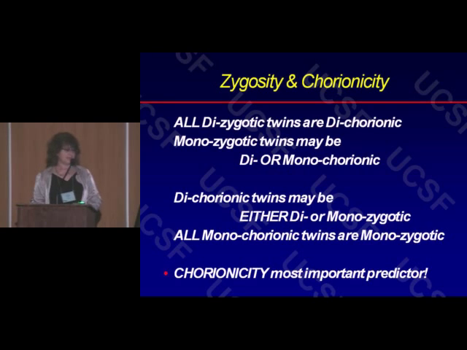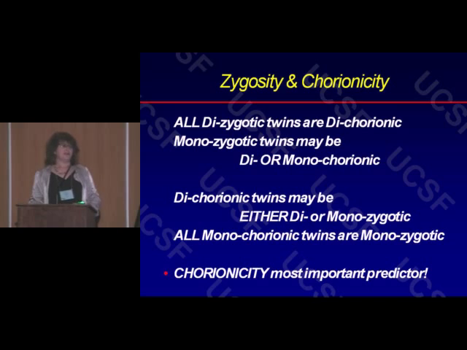All dizygotic twins necessarily are dichorionic, two placentas. Monozygotic twins, single fertilized egg, depending on the time of splitting, may be di or monochorionic. Okay? On the flip side, though, when we do the ultrasound, we don't know what happened initially. All we see is what has developed since. If we see two placentas, dichorionic, that might have arisen from a dizygotic or monozygotic pregnancy. And if we see a single placenta, we know necessarily they're monozygotic.